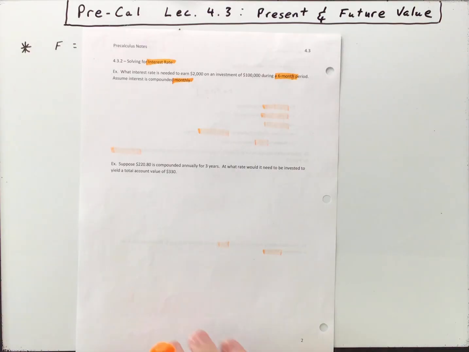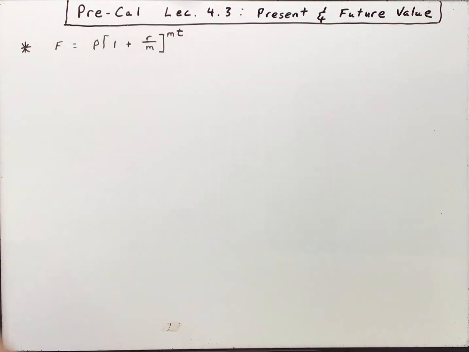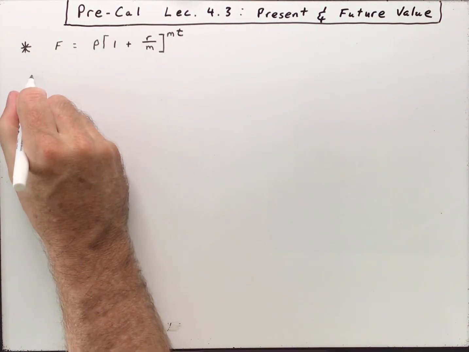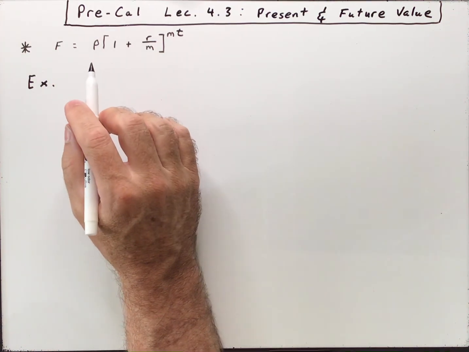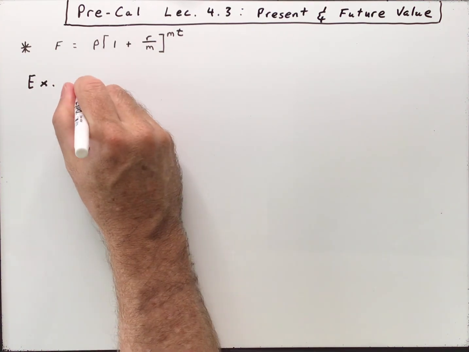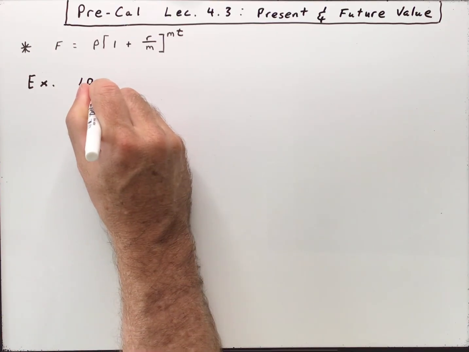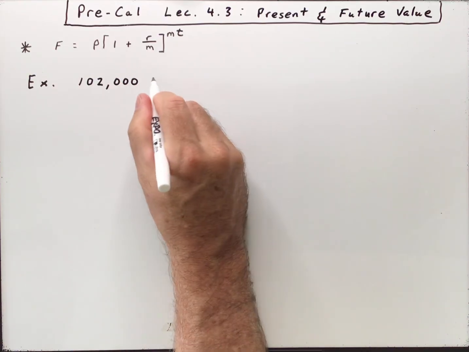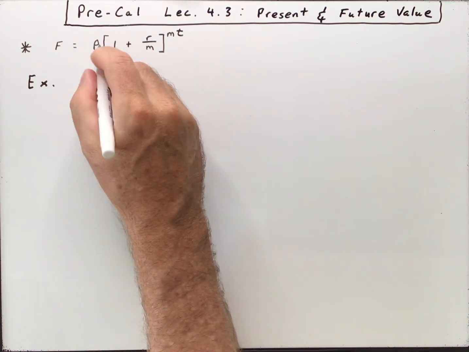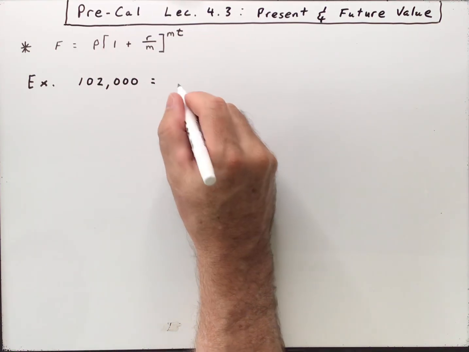All right. So let's fill in the information that we know. We know that the future value is going to be 100,000 plus 2,000. So the original investment plus the 2,000 interest you've earned. The current or present value is 100,000.